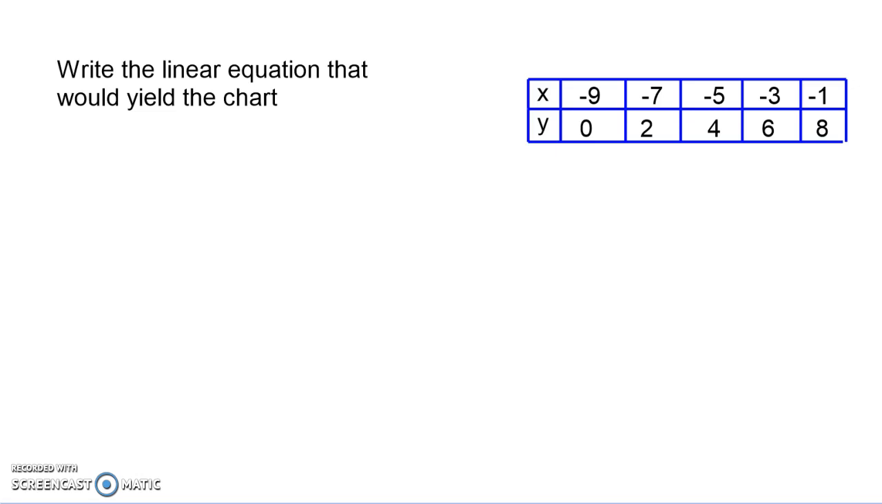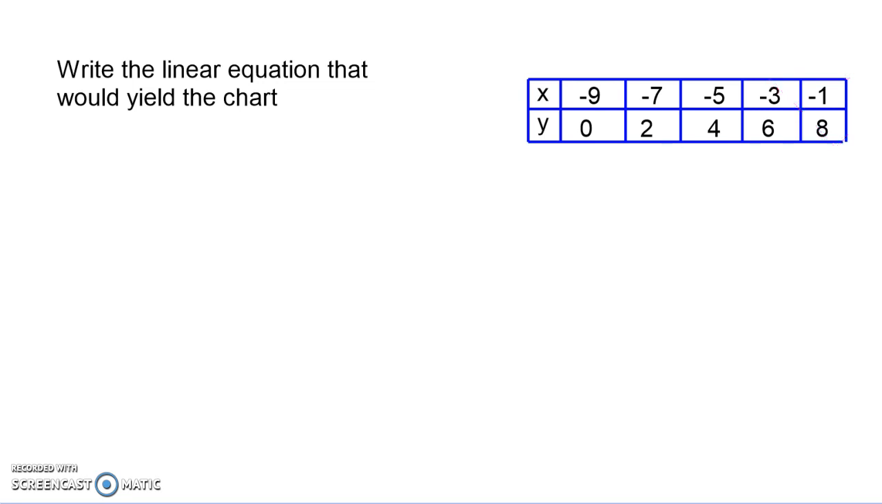The only difference with this chart is that we do not have a place where x equals 0, so we don't have an explicitly stated y-intercept, but we'll get to that later. So first thing we're going to do is find our slope. We could choose any 2 points. I'm going to choose these last 2 points here.